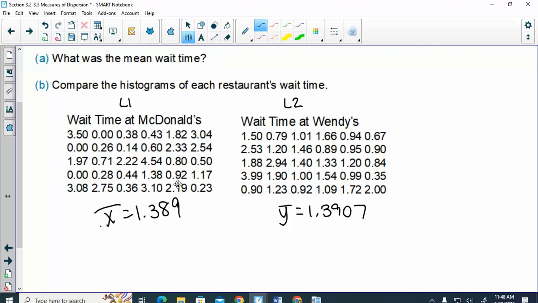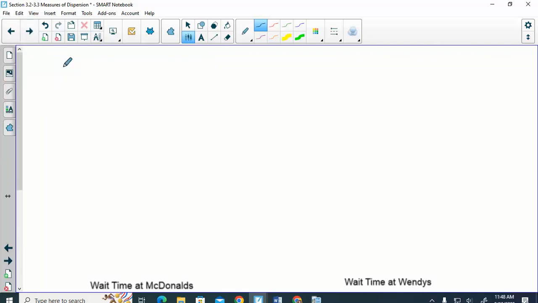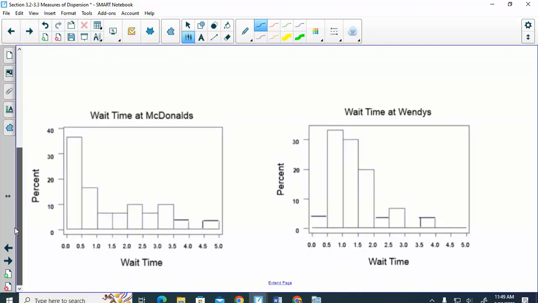The histograms, we could have our calculator do it. I actually went ahead, if you look on the next slide, I put them on there for you, just to kind of save some time. So if I look at these, what do you think? They had essentially the same mean for both groups. Are the histograms the same? Not really. McDonald's is very much skewed right. What does that mean in terms of your wait time?